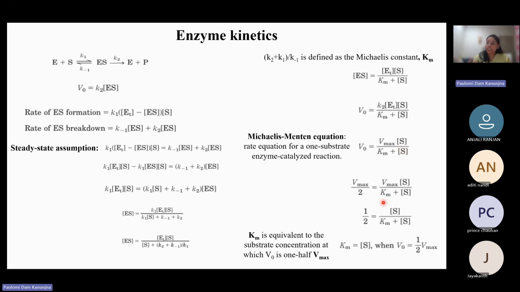Now, what you can do additionally with this equation, you know that the half reaction rate is basically Vmax by 2. If you want to look at half the maximum rate, which is basically Vmax by 2, you can simply take it this side, remove the Vmax, you see it is equal to S plus Km by S. Simplifying this tells you that when V naught, or the rate of the reaction, is half the Vmax, which is basically 50% of the enzymes have been used, at that time this Km is basically equal to the substrate concentration. This is very important. This you need to remember.